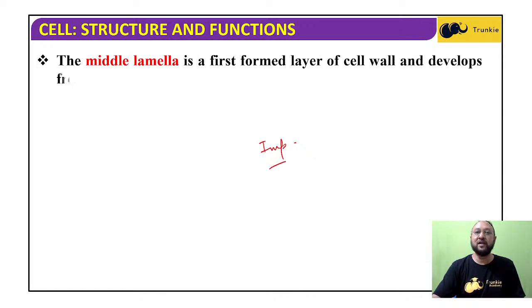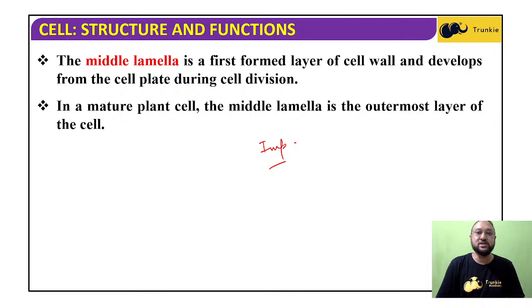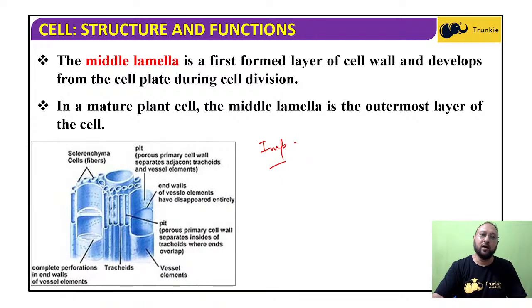The middle lamella is the first formed layer of cell wall and develops from the cell plate during cell division. Important point to remember. In a mature plant cell, the middle lamella is the outermost layer. Obviously, because when there are two adjacent cells, there is the middle lamella, then the primary cell wall, and then the secondary cell wall. So the outermost is the middle lamella.